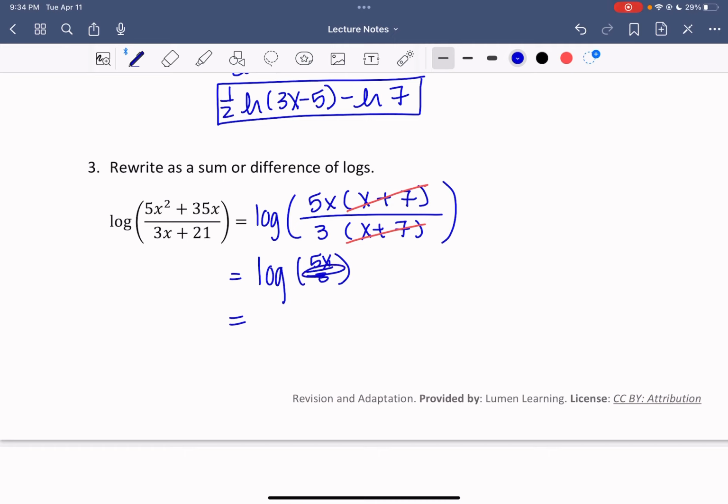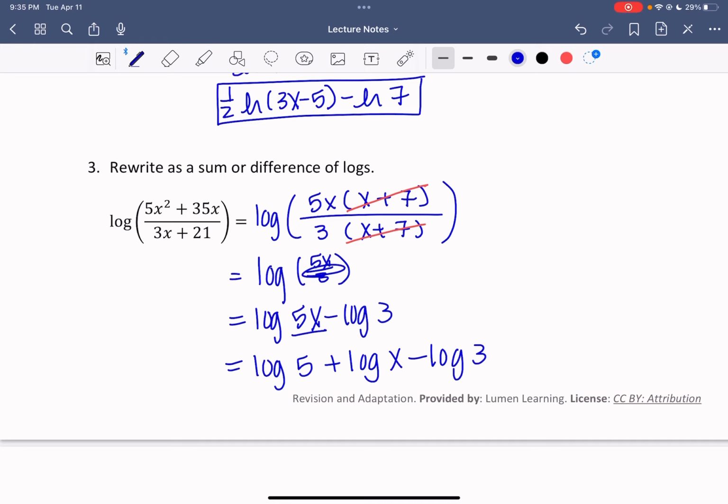Now, let's get rid of that division. So that would be log of 5x minus log of 3. And then I could separate out this multiplication. So that would be log 5 plus log x minus log 3. And again, when you go to enter this, you want to keep these parentheses on what you're logging. You also see, as you enter log into the on-screen, it'll give you parentheses.